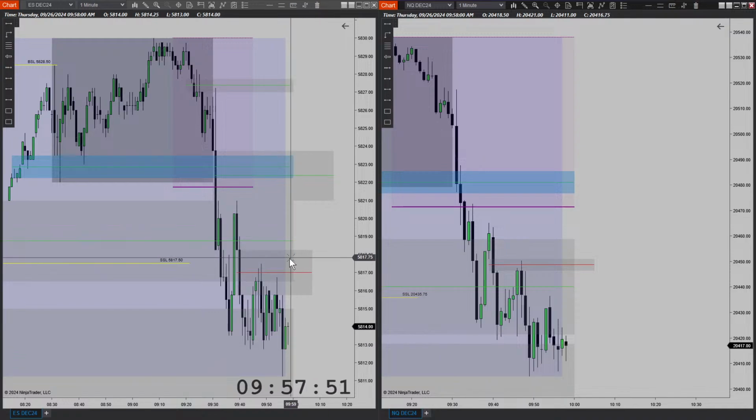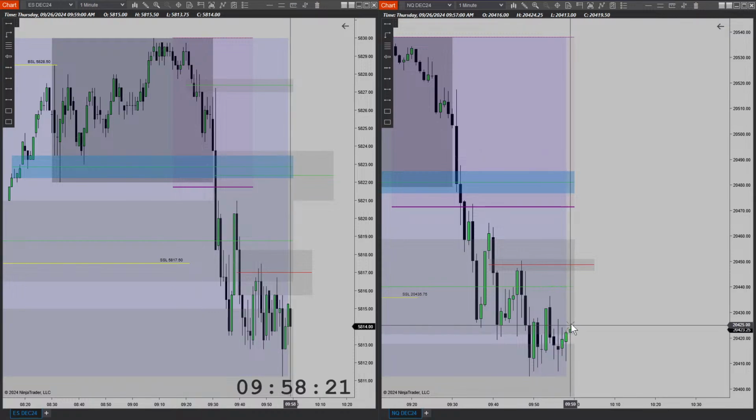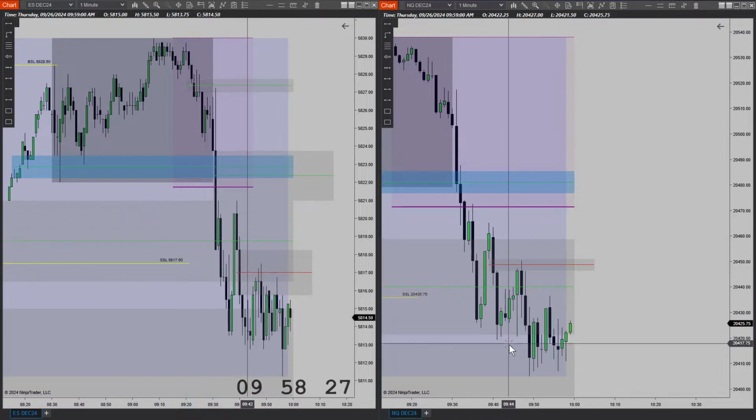I would need to see clear displacement for me to want to get interested. We closed above that body there. But no entry. Yep, as you can see here, we're having trouble getting above. We're drawing in, this is 3 drives.